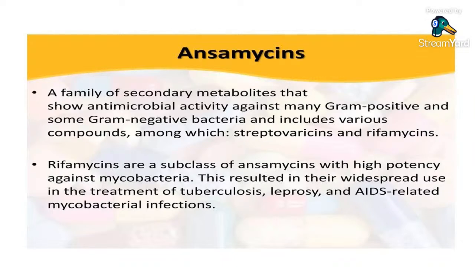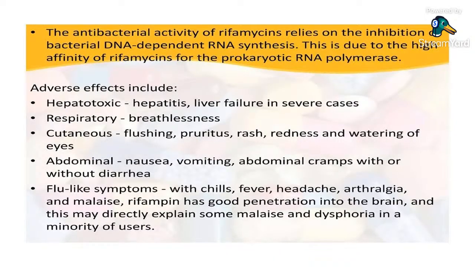Ansamycins are a family of secondary metabolites that show antimicrobial activity against many gram-positive and some gram-negative bacteria, including various components, among which are streptomycin and rifampicin. Rifamycins are a suitable class with high potency against mycobacteria. As a result they are used worldwide for the treatment of tuberculosis, leprosy, and AIDS-related mycobacterium infection. The antibiotic activity is related to inhibition of bacterial DNA-dependent RNA synthesis. This is due to high-affinity binding of rifampicin to bacterial RNA polymerase.